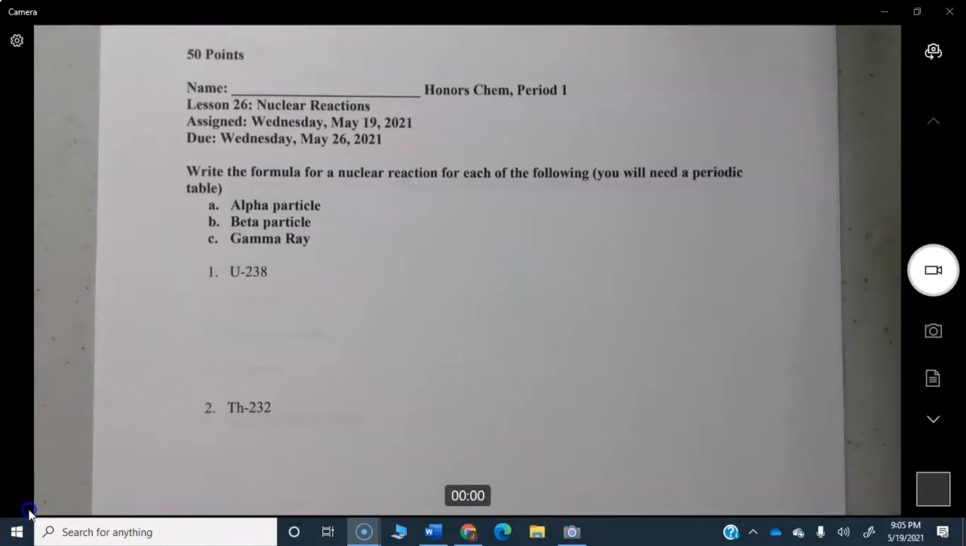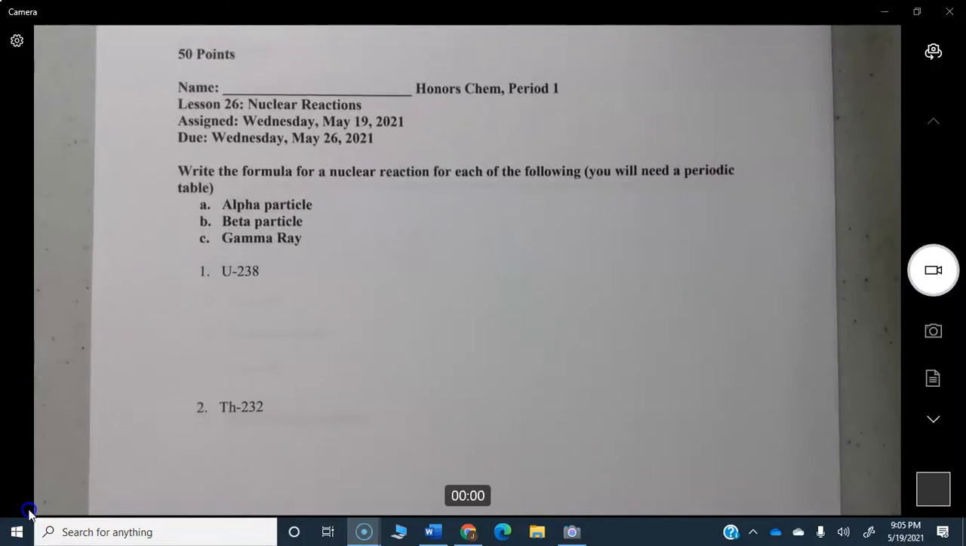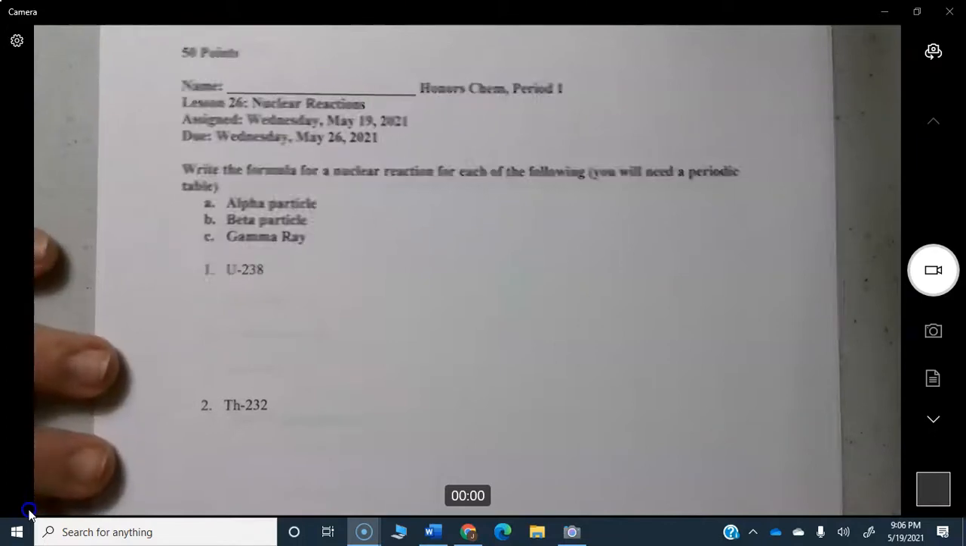Honors Chemistry, this is lesson 26. It's lesson one of the unit on nuclear reactions. You need to watch the instruction video to understand how to do this lesson, so please do that first. And then go ahead and you can do this lesson.